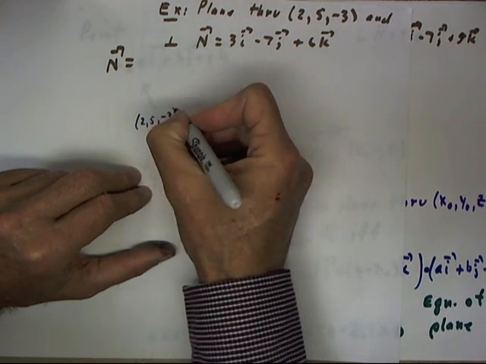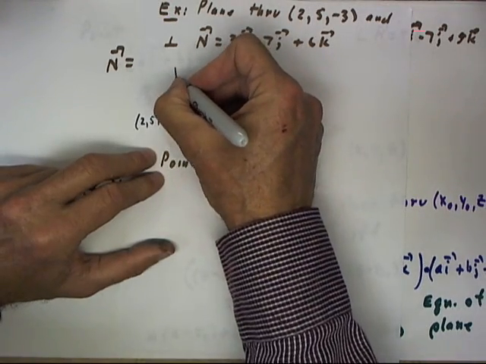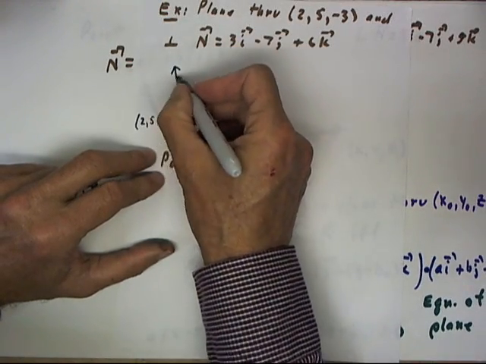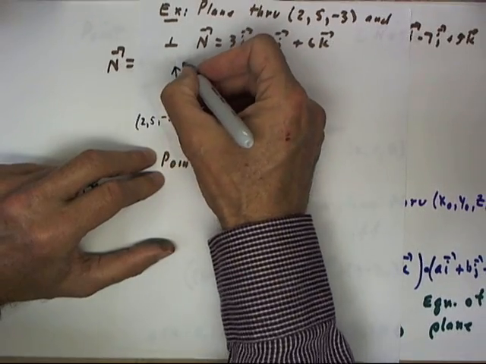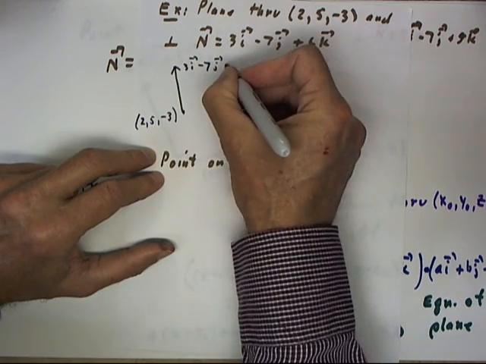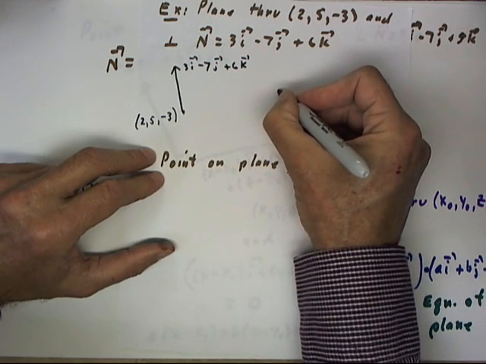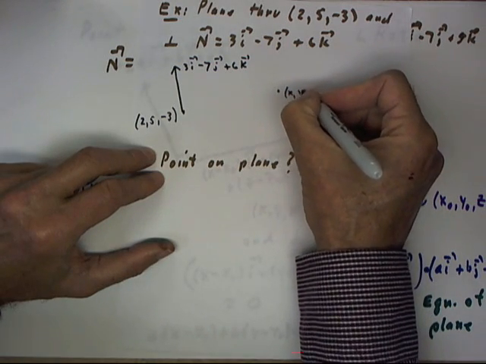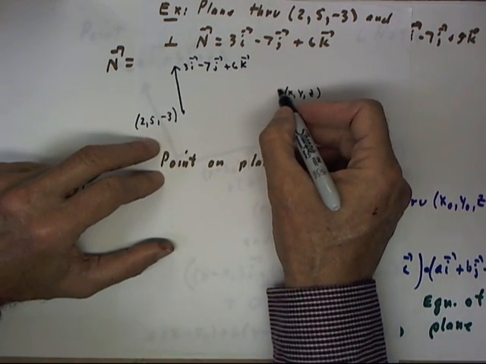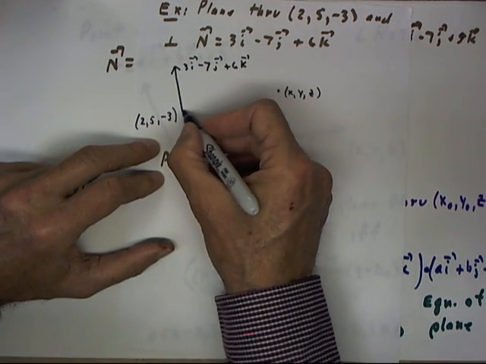So let's say that we have the point 2, 5, negative 3, and a normal vector. We're not going to attempt to draw this vector on any set of coordinate axes, but this vector will represent our normal vector, which is 3i minus 7j plus 6k. And x, y, z is going to represent a point that we want to determine whether it is on the plane or not.